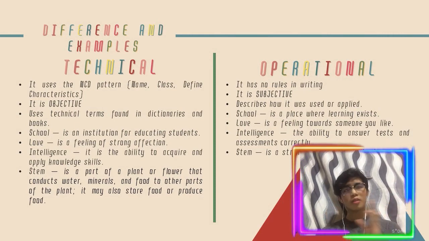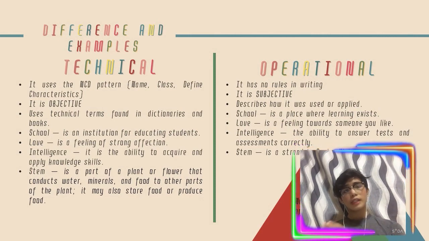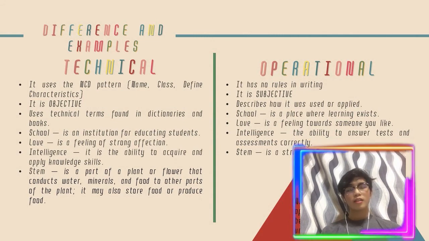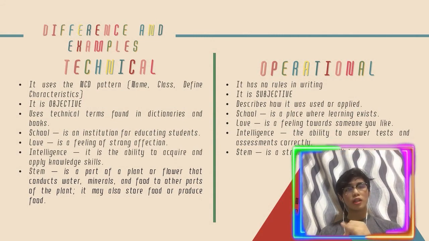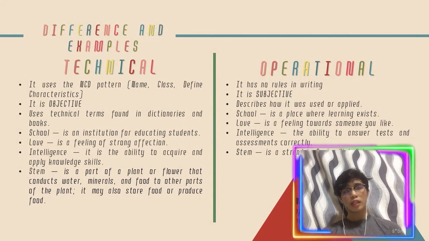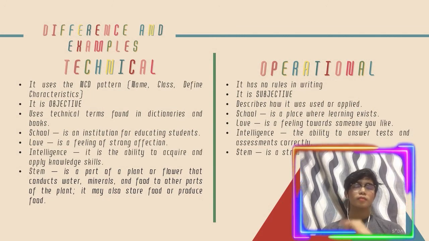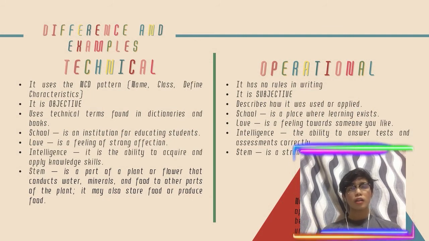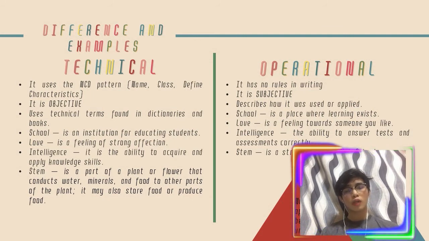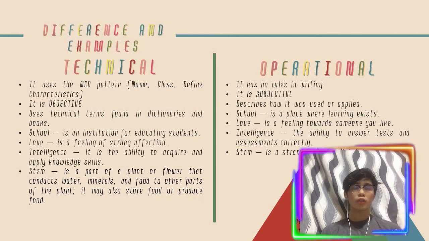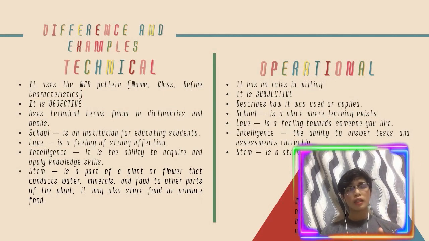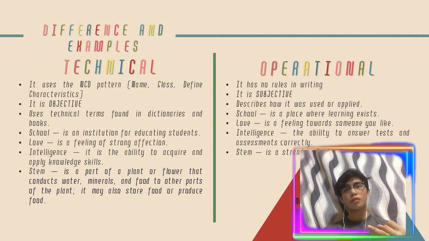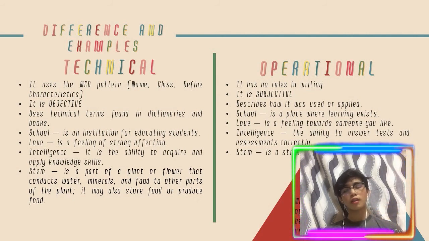What do objective and subjective mean? Objective means that it is always based on observation and facts, while subjective is based on opinion and assumptions. In technical, we use technical terms, while operational uses how it was used or applied in that certain sentence, paragraph, or how that word was defined.